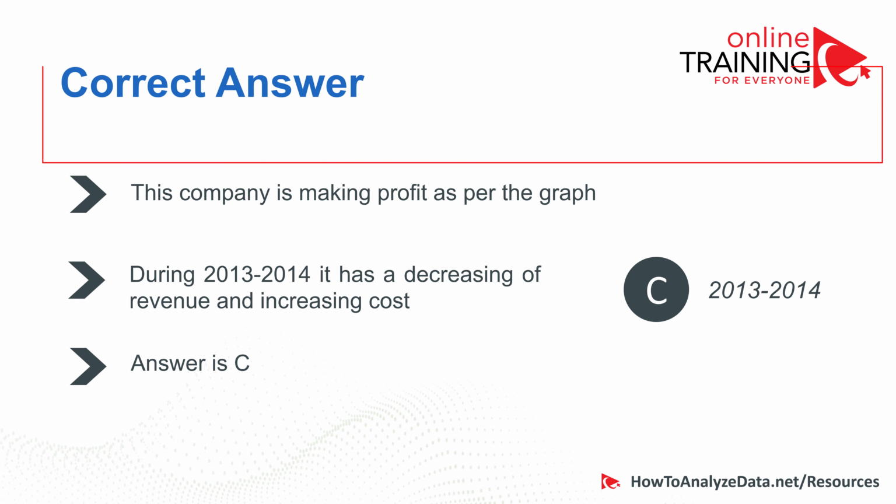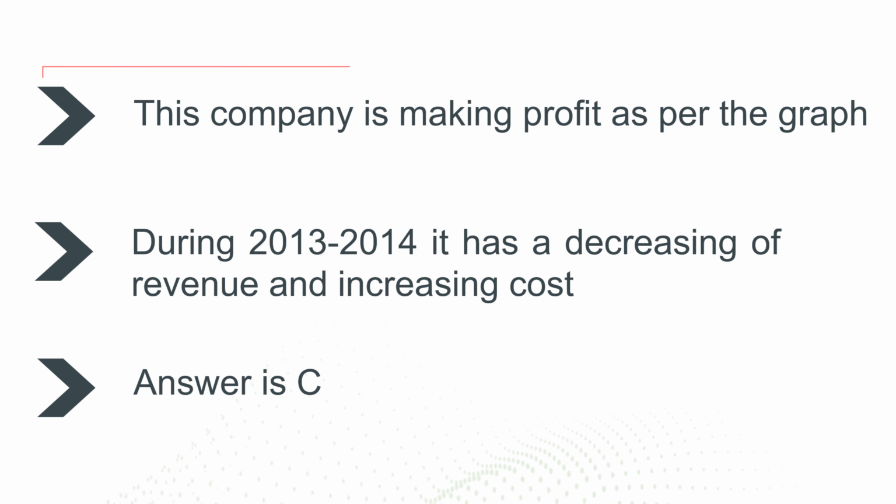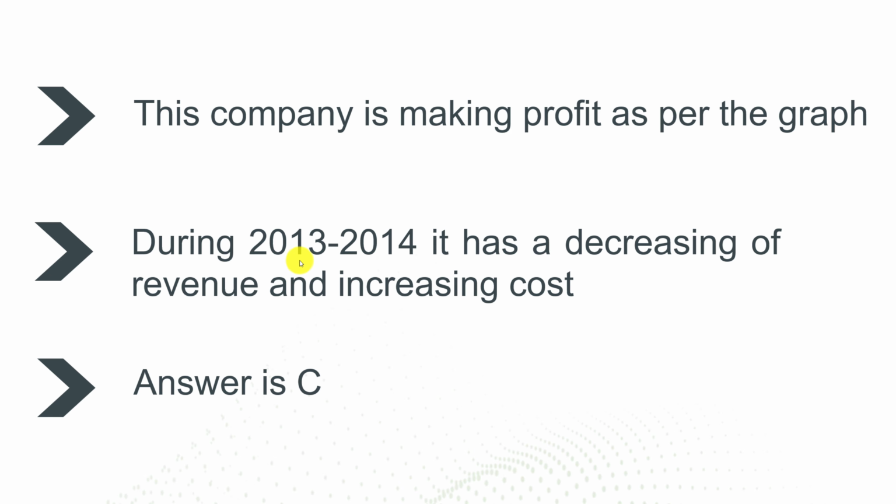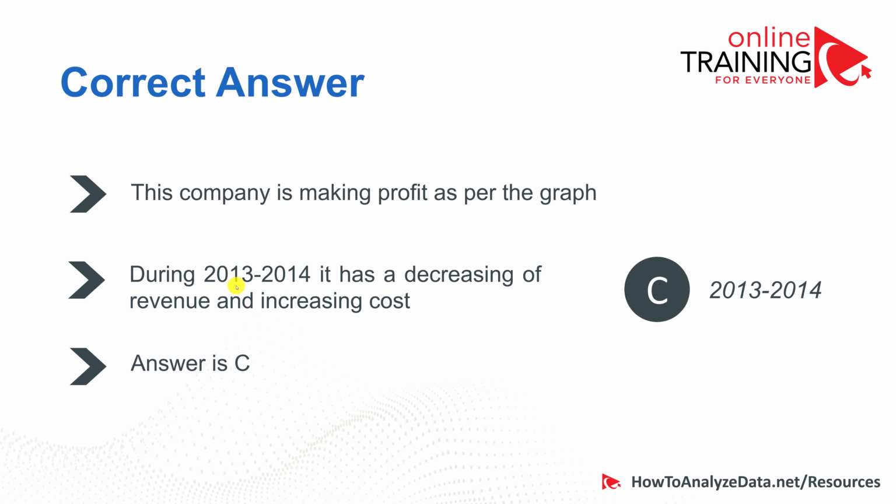Let's recap. Company's profit is represented on the graph. During 2013 and 2014 period, the revenue was decreasing and the costs were going up. So the correct choice here is answer C, which represents the period of 2013 to 2014.